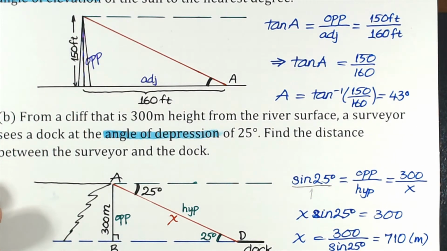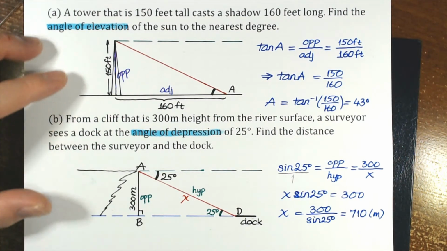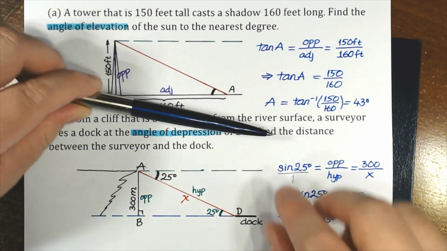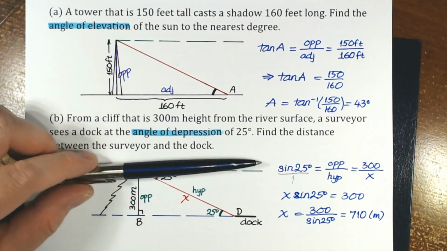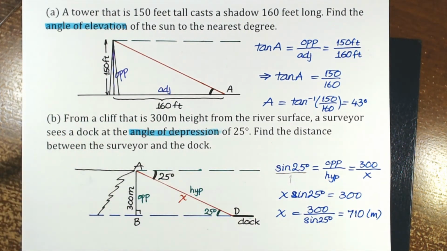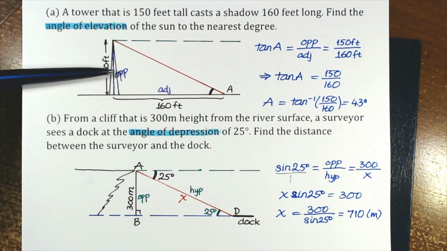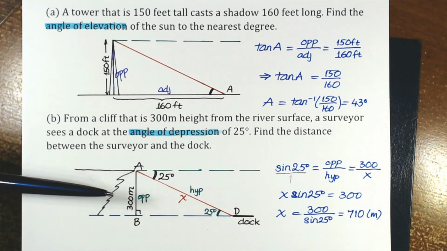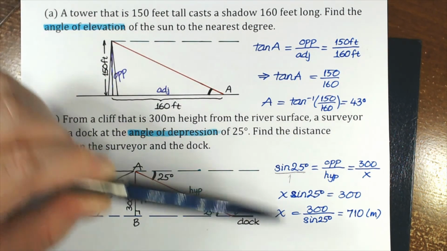Let me zoom out and have both problems at the same time. Once again, angle of elevation, we're looking up from the horizon. Angle of depression, we're looking down from the horizon. And when we solve the right triangle, we just need to know what we have: opposite, adjacent, opposite, hypotenuse, or something like that. We should have a trig ratio, and we go from there.